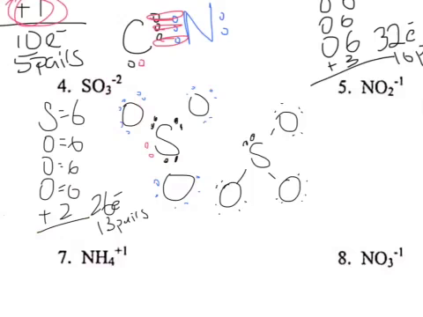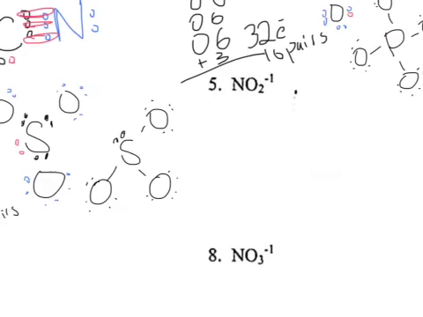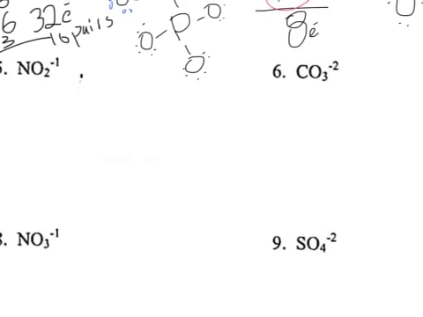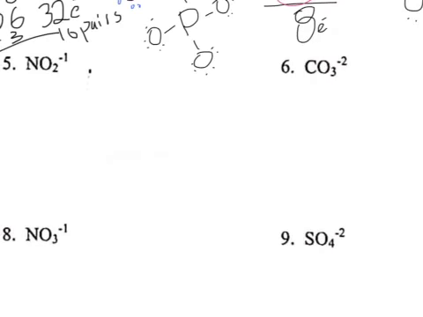Okay, so this video is running out of time. I want you to do 5, 6, 7, 8, 9, and maybe we'll have another video showing you those answers. But see what you can do. Add up the total number of electrons and go for it.